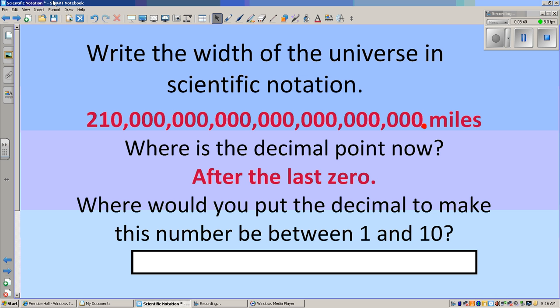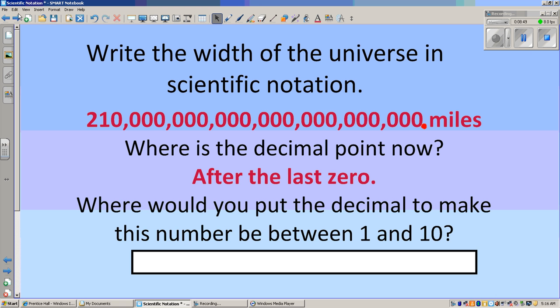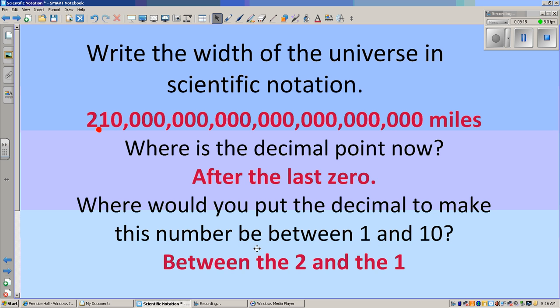So again, in scientific notation, we're writing it expressed as some number A that's between 1 and 10. So let's go back to our width of the universe. Where can I move this decimal to make this number between 1 and 10? Sure, I could move it right here between the 2 and the 1. Don't you agree that 2.1 is between 1 and 10?